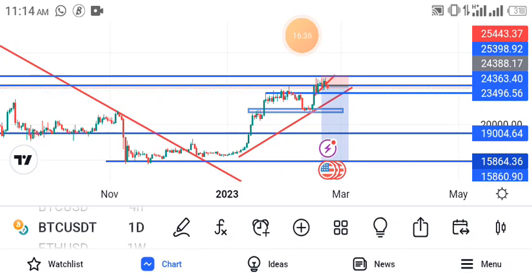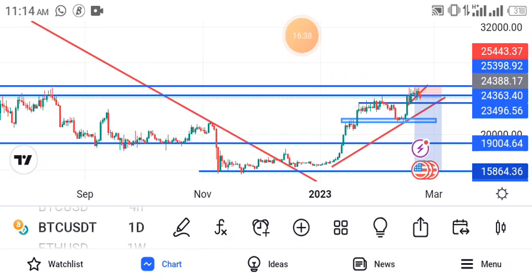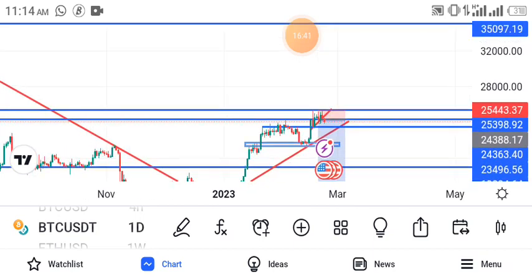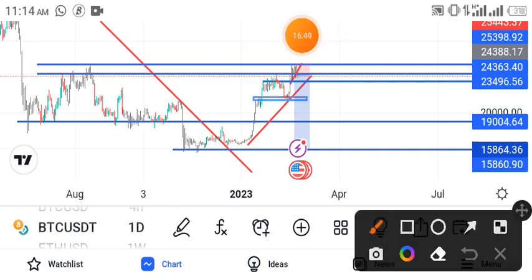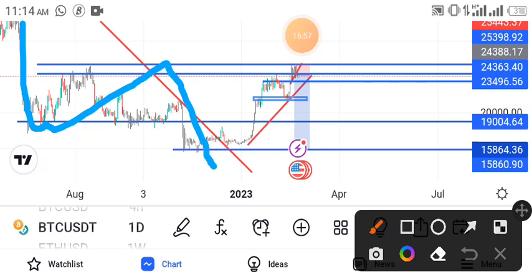15k or 19k. Maybe I think 19k, because I'm seeing something like a head and shoulder here also, on this side. I'm seeing something like a head and shoulder. So it can come back to this place and then go.